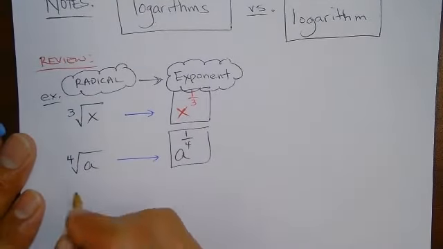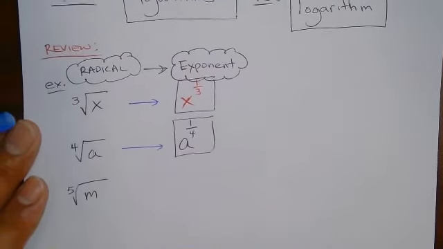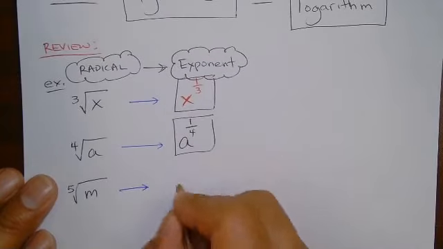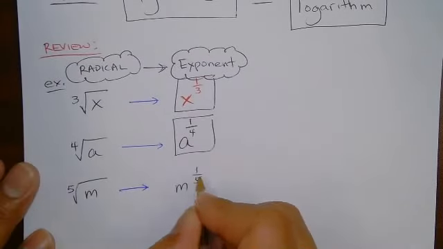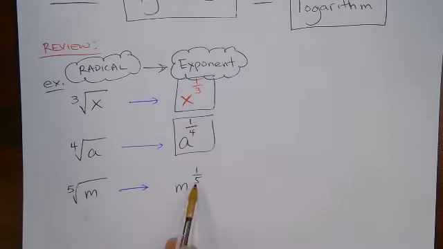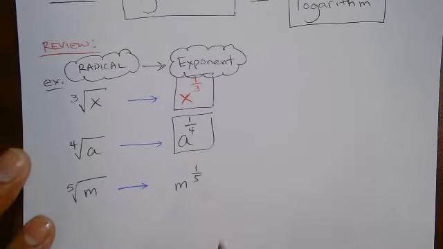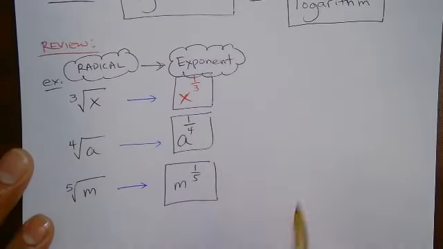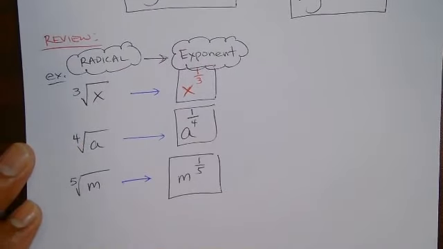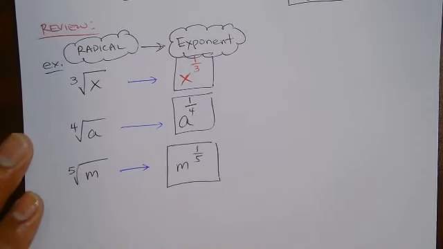And what if you have m and it's a 5th root? I think you're seeing the pattern here. That would be m to the power of 1/5. It's not a whole number, it's a rational, a fraction. And I know you don't see much of cube roots or 4th roots or 5th roots, but that's the point.